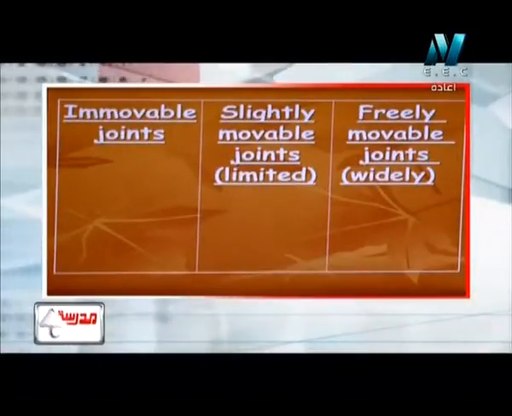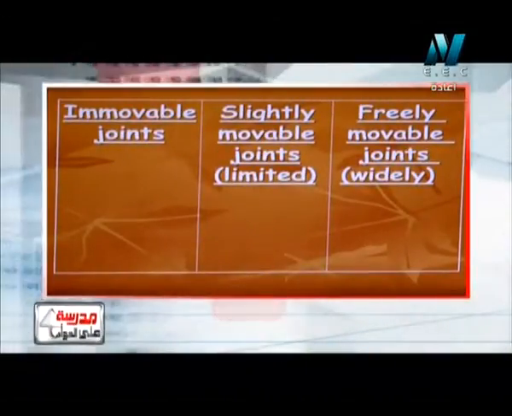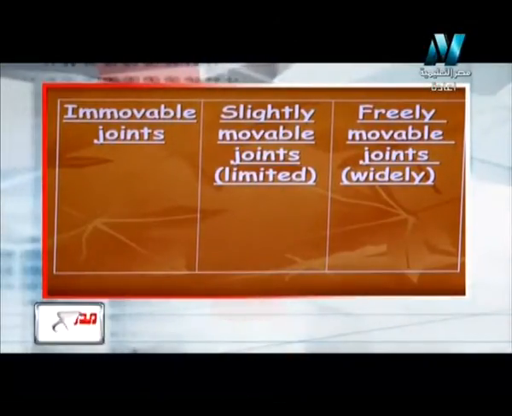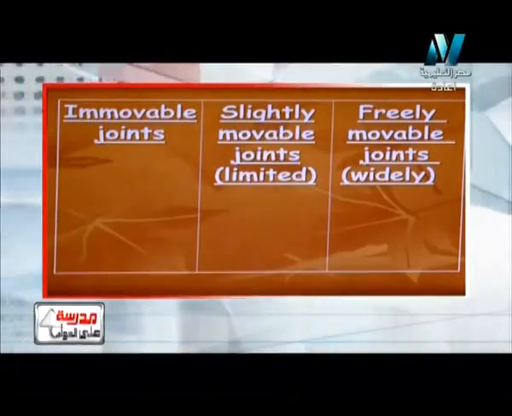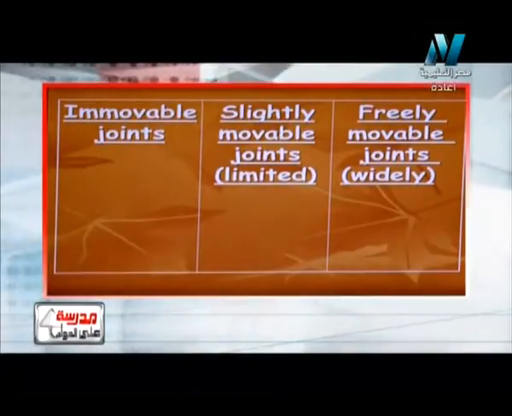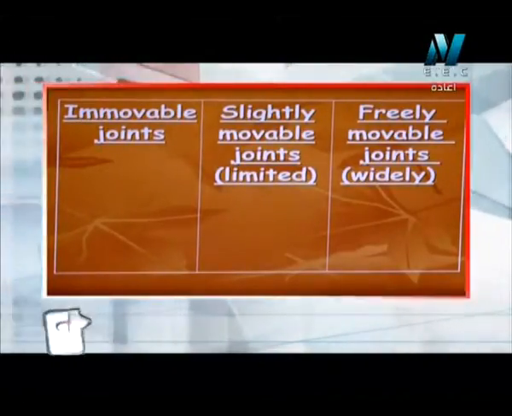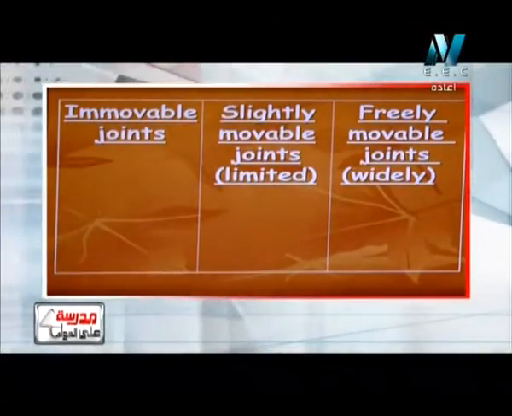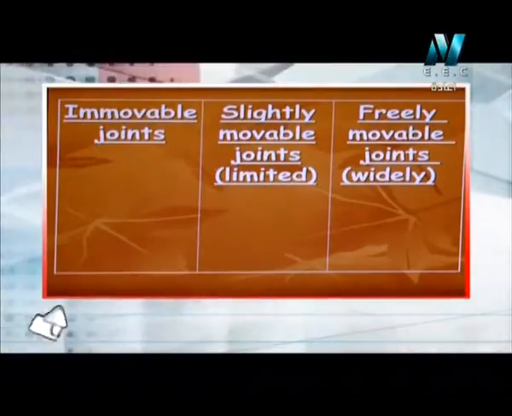Okay, we have 3 types: immovable joint, مفصل غير متحرك; slightly movable joint, مفصل محدود الحركة, or limited movable joint; and freely movable joint or widely movable joint, that is مفصل واسع الحركة. So now let's have some examples, or definitions, for each one of them.